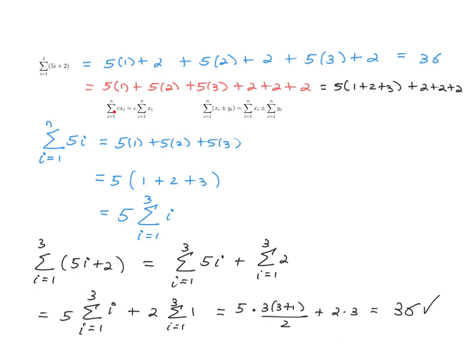The point of these two rules is it can simplify a sum for you. If you have a sum within the sum, you can break it apart. If you have numbers, like a 5 or a 2 within the sum, you can factor those out.